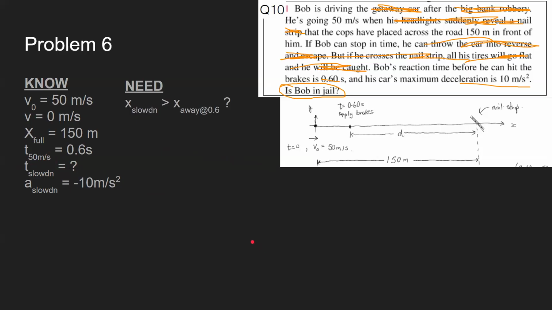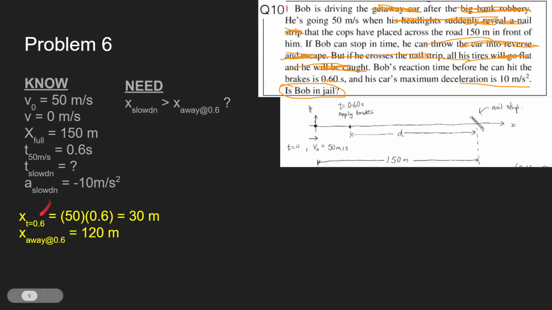What do we need? We need to know if the distance that he's slowing down for is greater than the distance the spike strip is away at 0.6 seconds when he starts slowing down. So is this slow down distance greater than this? If it is, then he's in jail. So we will find out these two things because we don't know either of these.